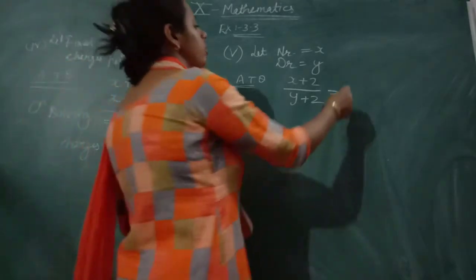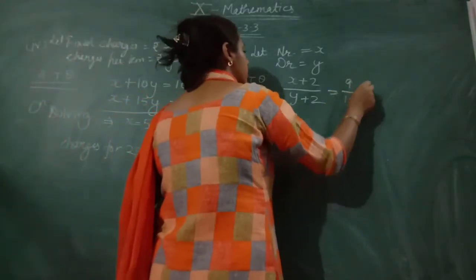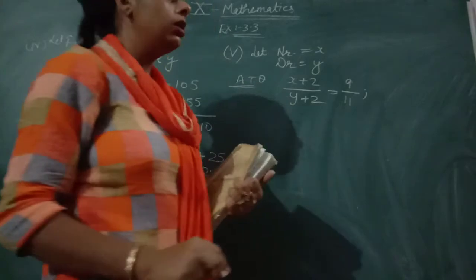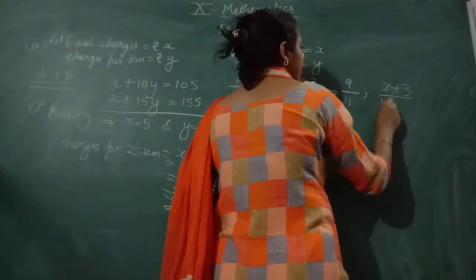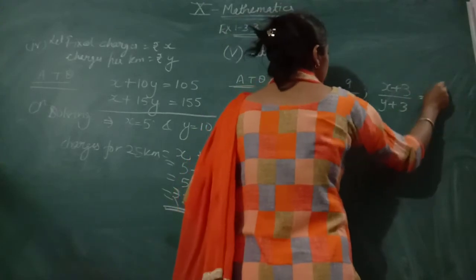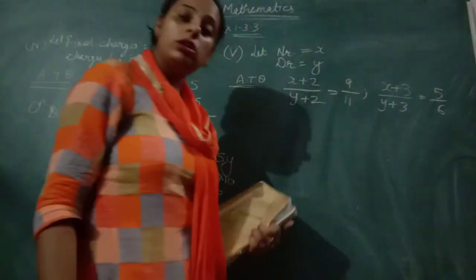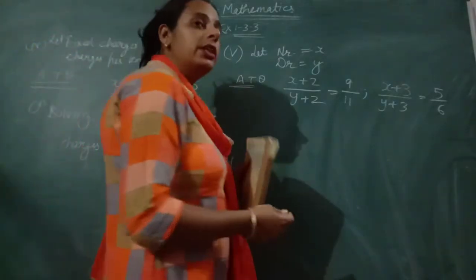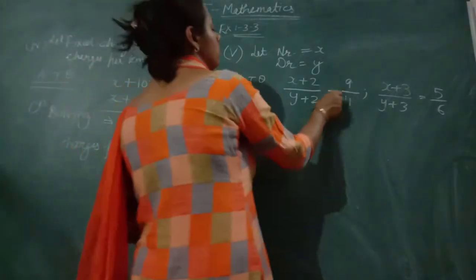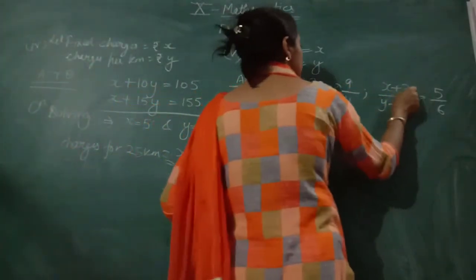So your fraction will become 9 by 11. And what is the second statement? When 3 is added in both numerator and denominator, you will get 5 by 6. This is your different fraction. So you need the linear equation, so cross multiplication should be there.